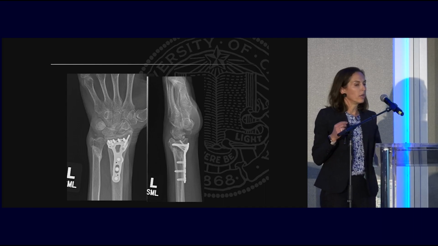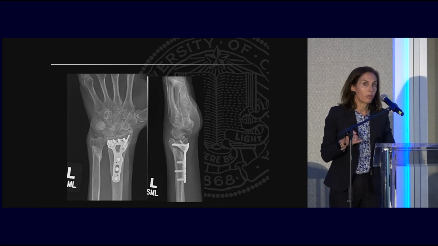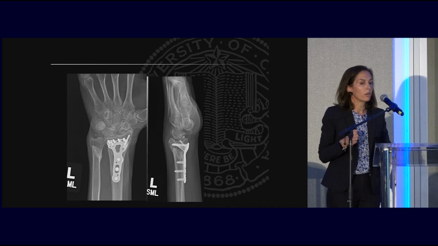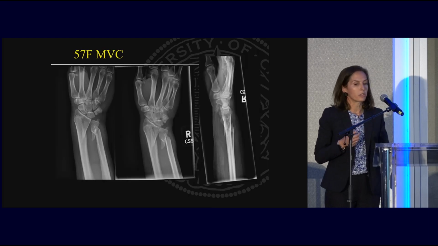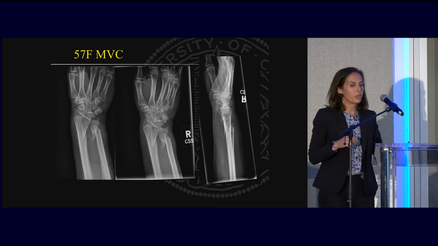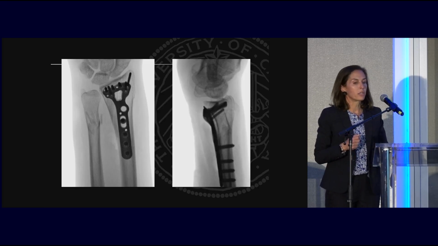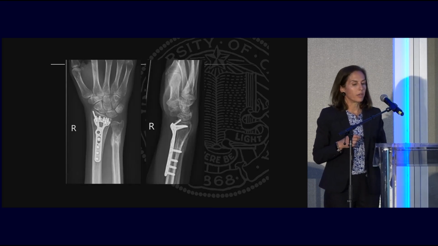So here's one fracture that you may have looked at initially and said, oh, we need to fix them both, but then it goes on to heal because she got an anatomic reduction of the distal radius. This is even in a younger patient, a 57-year-old, and you can see here that it's actually quite displaced, but after getting reduction of the distal radius, the ulna was stable and went on to heal.